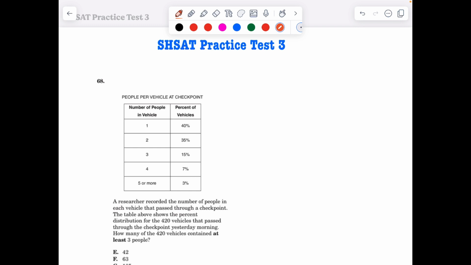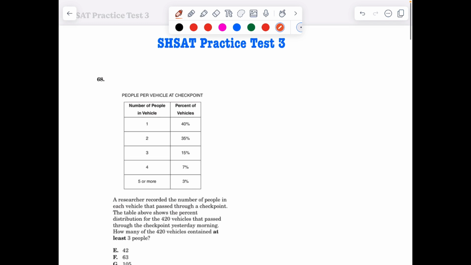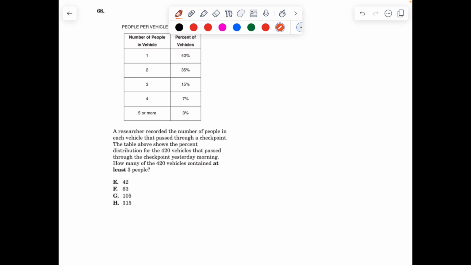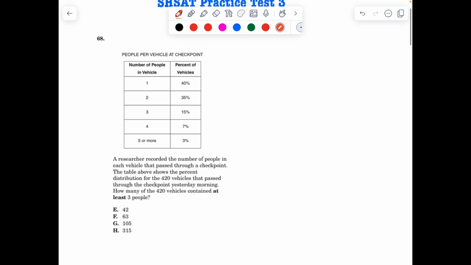So number 68, we're given a table that shows us the number of people in a vehicle and then the percent of vehicles, and these are people per vehicle at a given checkpoint. And the problem says a researcher recorded the number of people in each vehicle that passed through a checkpoint. The table above shows the percent distribution for the 420 vehicles that had passed through the checkpoint yesterday morning. How many of the 420 vehicles contained at least 3 people?